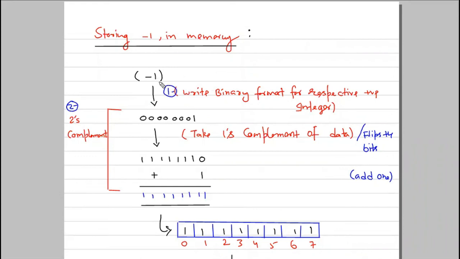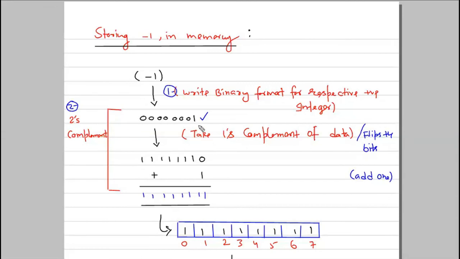So what I'll do, I'll write the binary representation of the respective integer. Write the binary format for the respective positive integer. I'm not talking about the -1 right now. So this is the binary representation of 1. To get the 2's complement, I'll take the first complement, or the 1's complement, of the data. To do so, I'll just flip the bits.